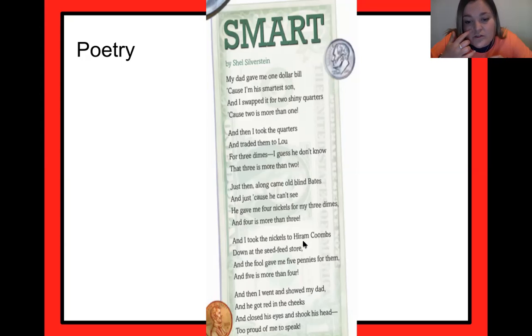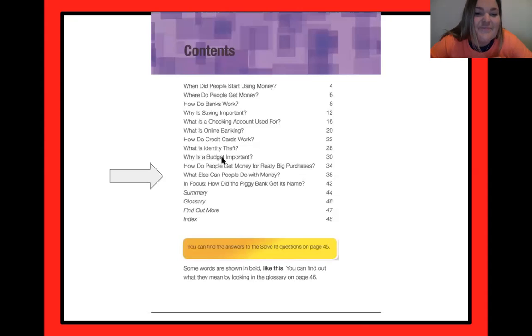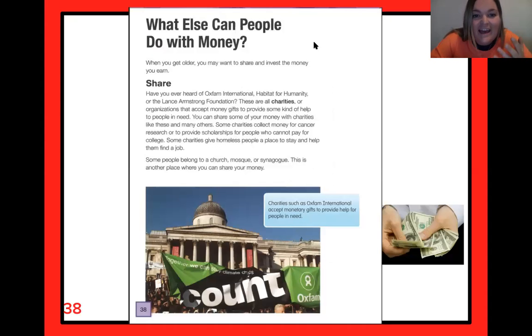And I took the nickels to Hiram Combs down at the seed feed store, and the fool gave me 5 pennies for them, and 5 is more than 4. And then I went and showed my dad, and he got red in the cheeks and closed his eyes and shook his head, too proud of me to speak. Do you think his father's really proud of him? Is 4 pennies worth more than a $1 bill, or 5 pennies, however much he ended up with? He missed it. Today we're going to figure out what else people can do with their money.